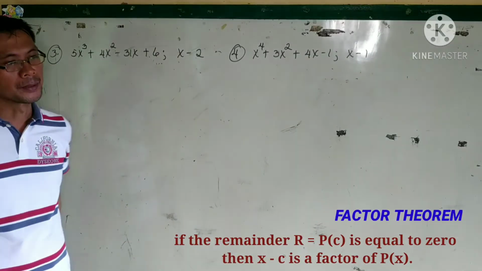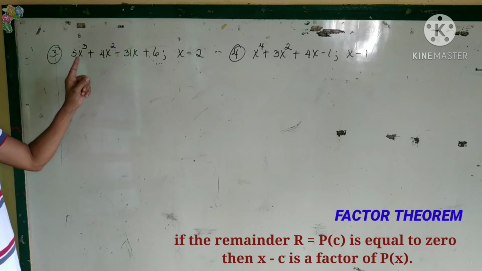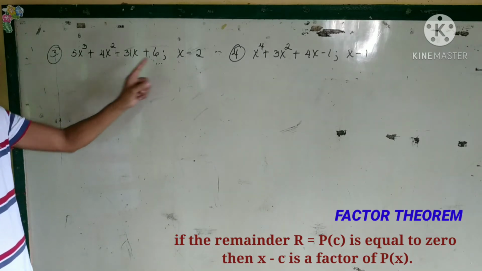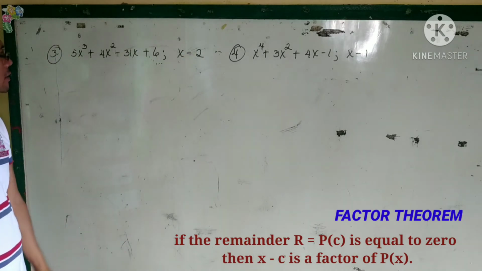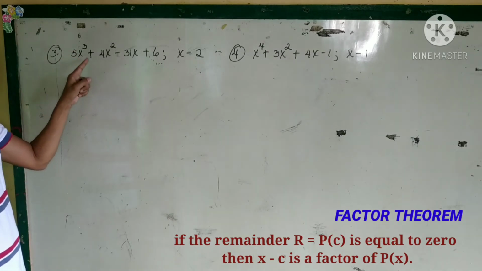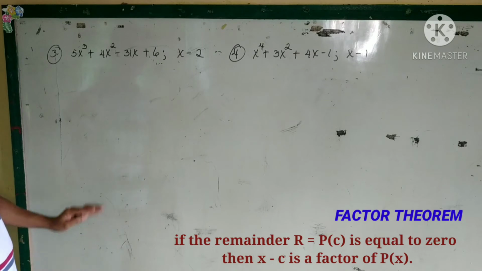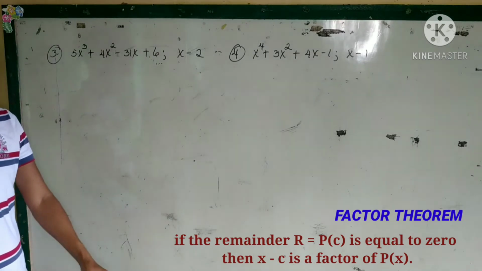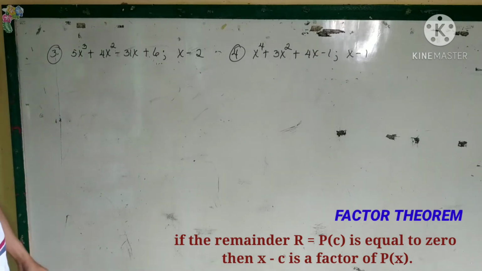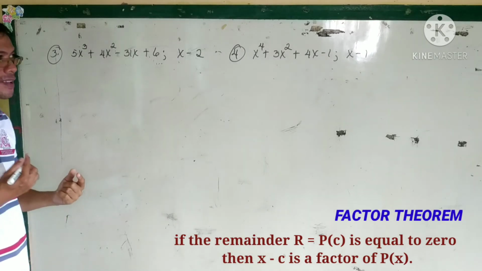Examples 3 and 4 now. So we have, show whether x minus 2 is a factor of 5x cubed plus 4x squared minus 31x plus 6. Here, I would just like to make use of the synthetic division kasi parang mas madali sa atin.